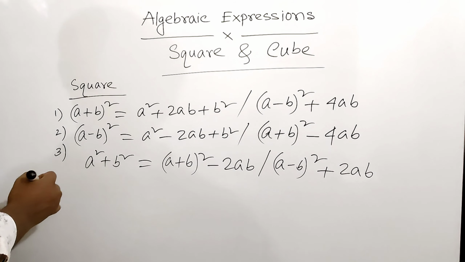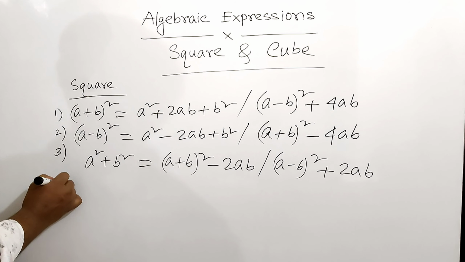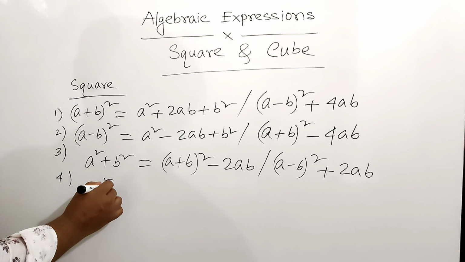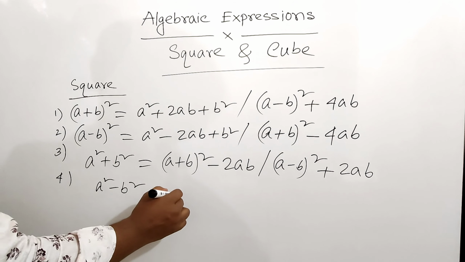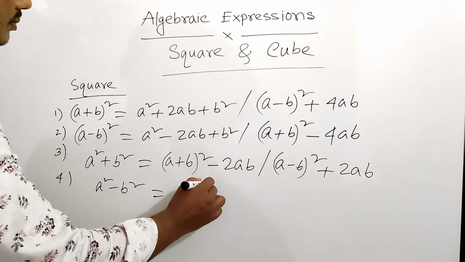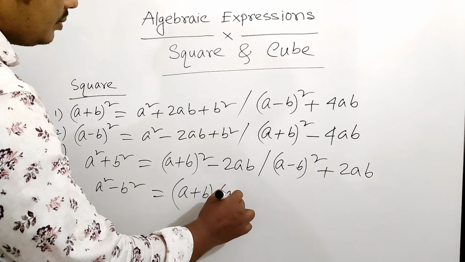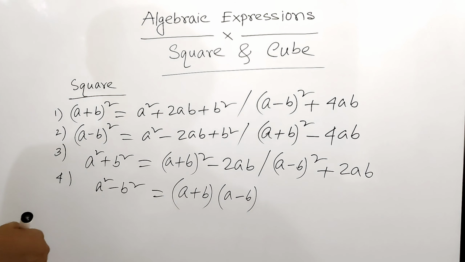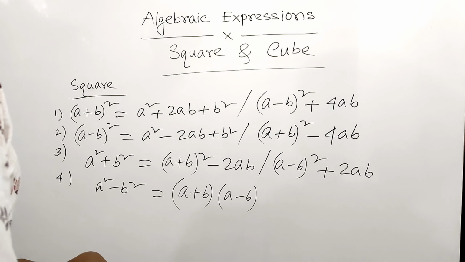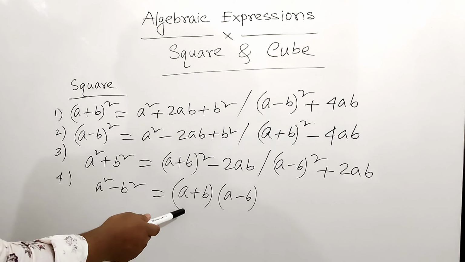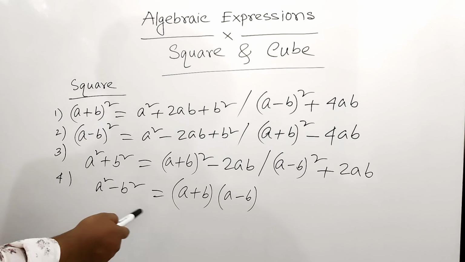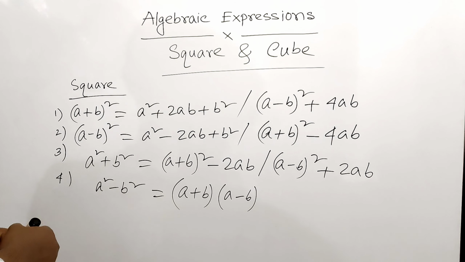Now we will learn another important formula, that is a square minus b square. The formula is a plus b multiplied by a minus b. Actually this formula will be used for finding the factorization. When you do the factorization, you must know this formula, because in most factorization this formula is so important.